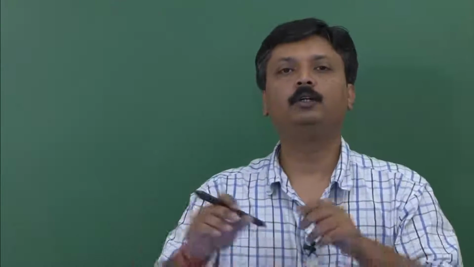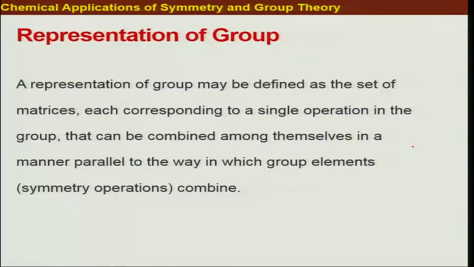Now, after we learn how to form these representations for the symmetry operators, we are in a position to form the representation of a group. So what is the definition of a group representation? A representation of a group is defined as follows. This representation of a group is the set of matrices, each corresponding to a single operation in the group, that can be combined among themselves in a manner parallel to the way in which group elements, that is the symmetry operations here, combine, right?